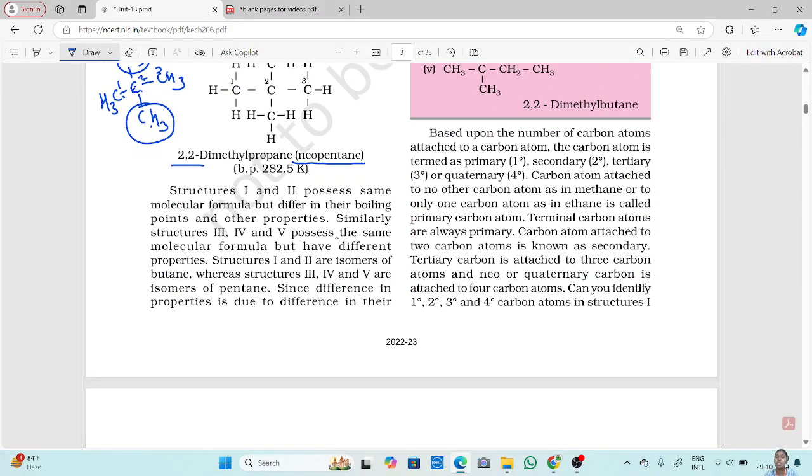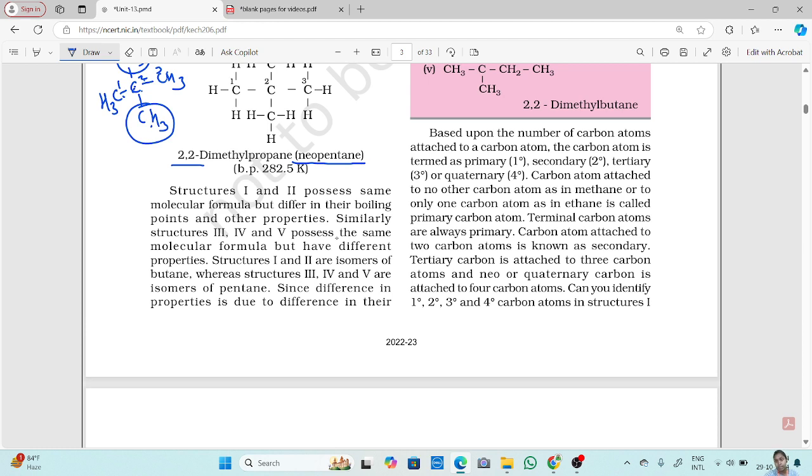Now, based upon the number of carbon atoms attached to a carbon atom, the carbon atom is termed as primary, secondary, tertiary or quaternary. Now, a carbon atom attached to no other carbon atom, as in methane, or to only one carbon atom, as in ethane, is called a primary carbon atom.